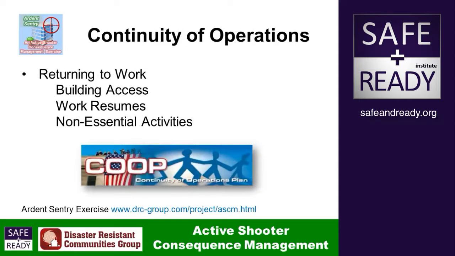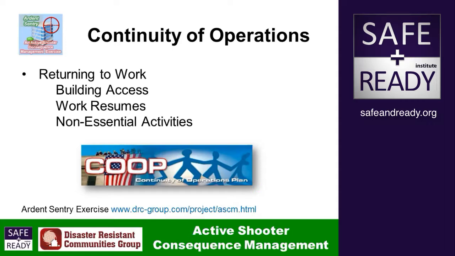Continuity of operations. We want to get the business, the workplace back up and operational as rapidly as possible. Most government agencies have one form of a continuity of operations, continuity of government. It's one of those additional plans you want to pull off the shelf. It's probably going to be several days before you can gain access to your building. So making sure you have that COOP plan in an electronic format so you have easy access to it.